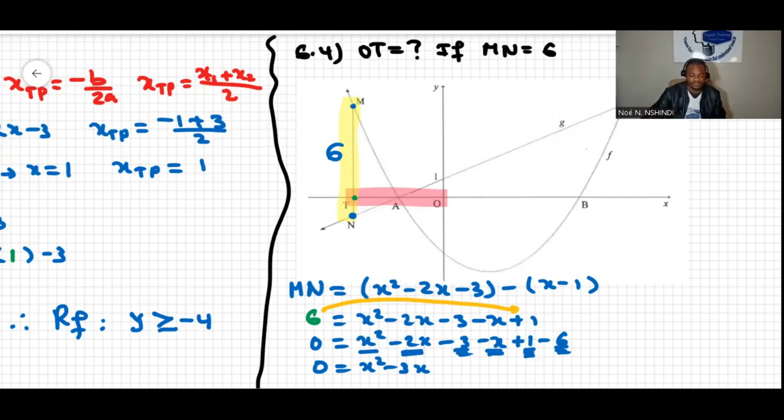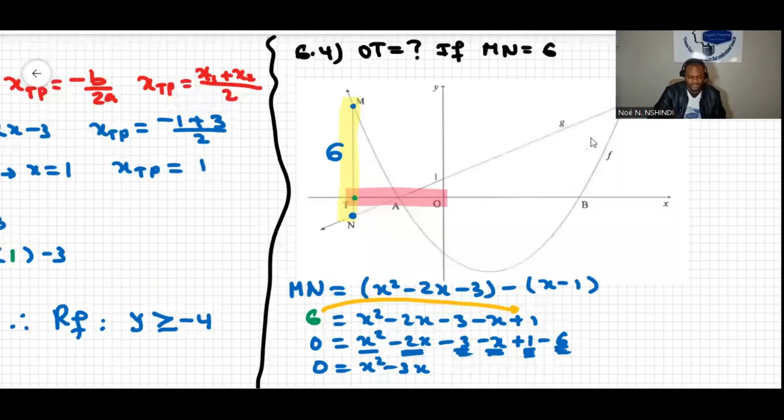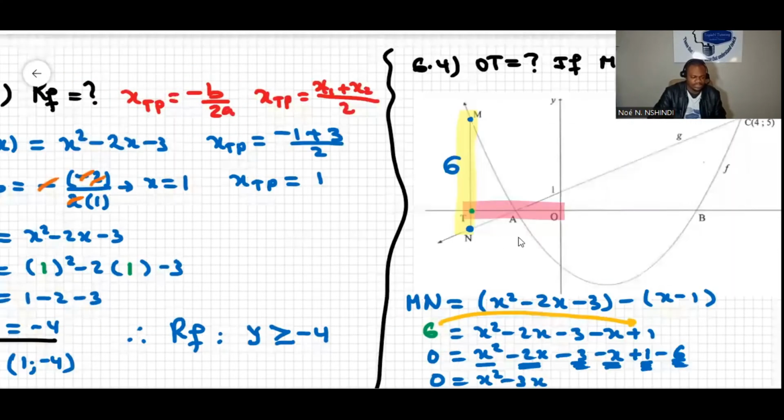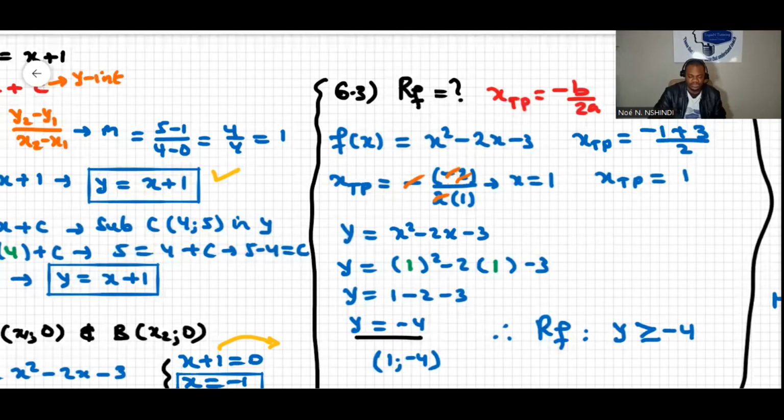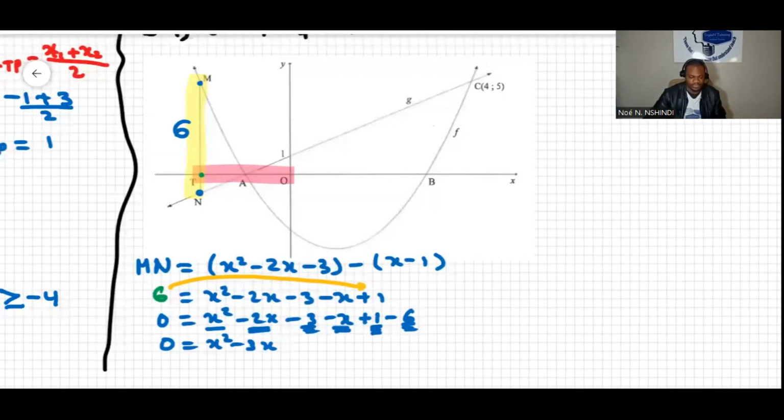What was the equation of the straight line again? Was that x minus 1? Let's double check. No, it was x plus 1. That was the equation of the straight line. So over here it's plus, and then there it's minus, then minus here. So negative 3 minus 1 minus 6 makes minus 10.